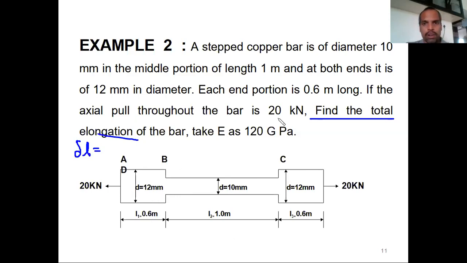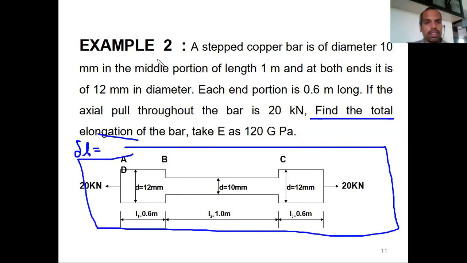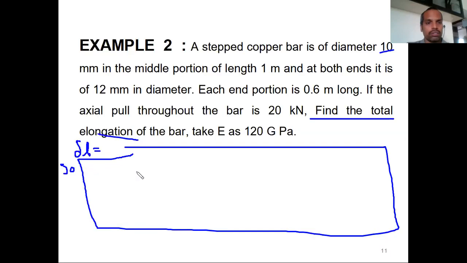Of course, in the problem the diagram is not given, and in the exam also the diagram may or may not be given. So based on this numerical problem we have prepared this diagram, a stepped copper bar of diameter 10 mm in the middle portion of length 1 meter. So the middle portion length is 1 meter. This diagram is a part of the solution, because in the question only the numerical problem is given and we have to prepare the diagram. At both ends it is 12 mm in diameter.